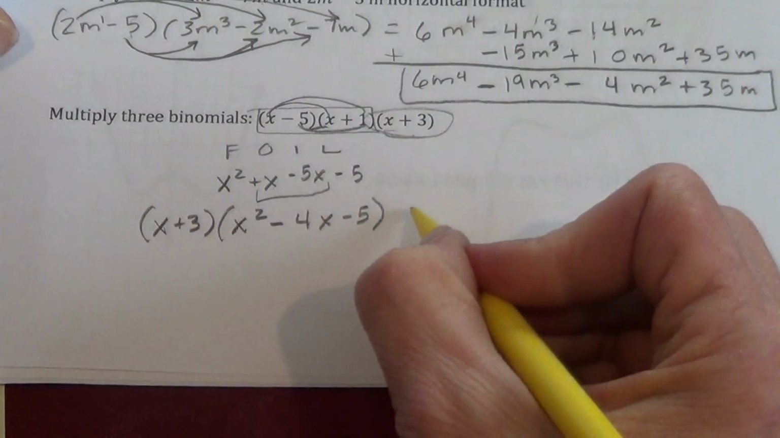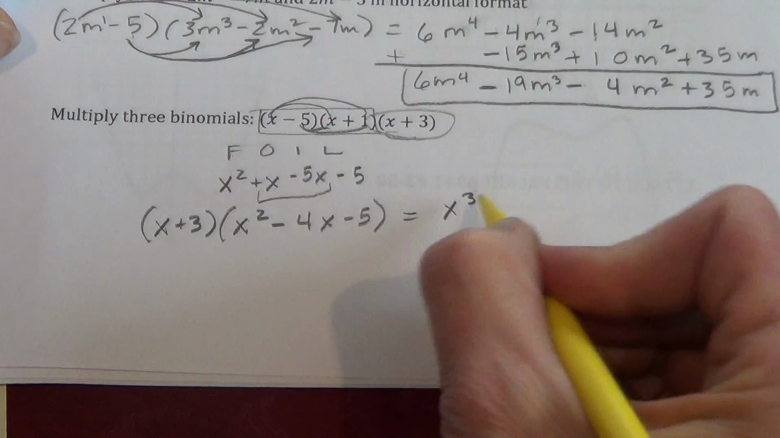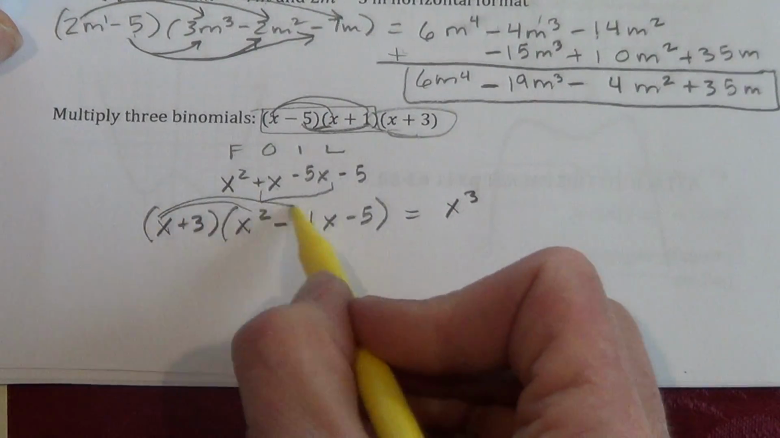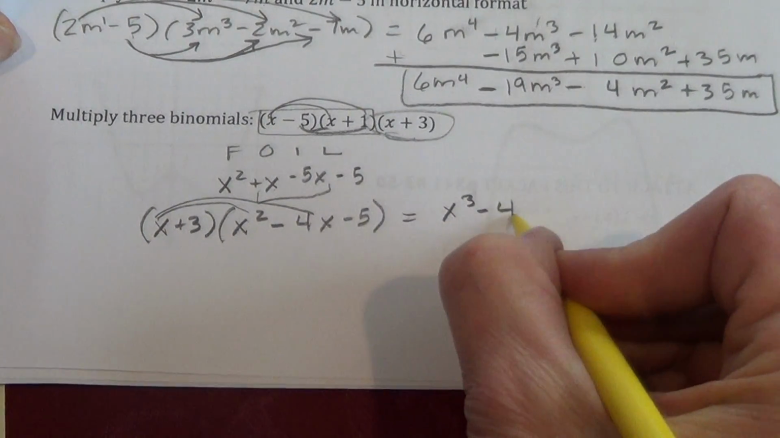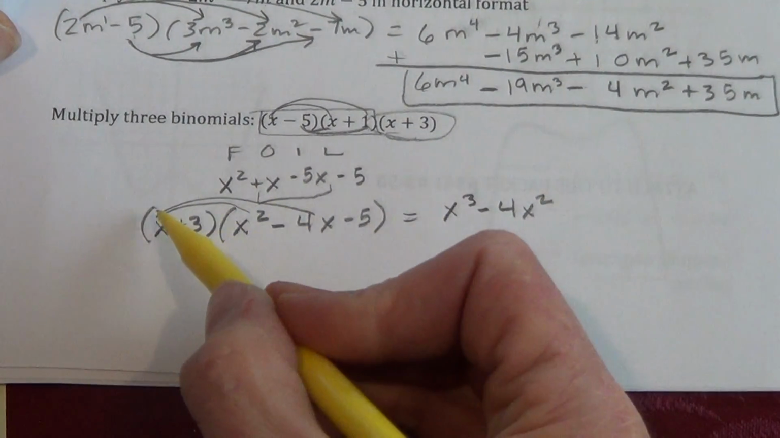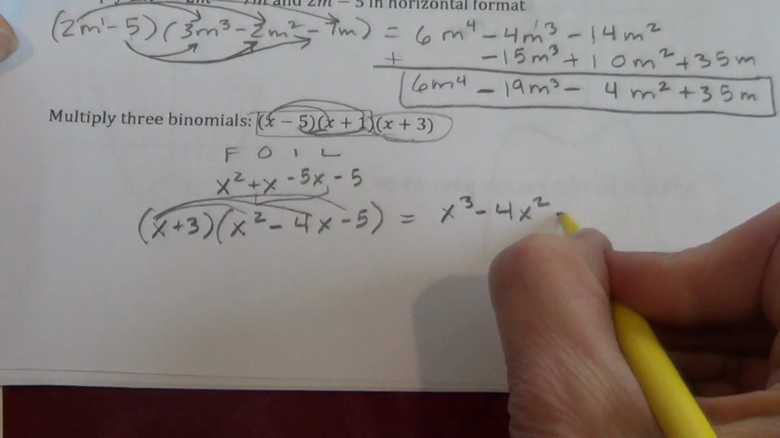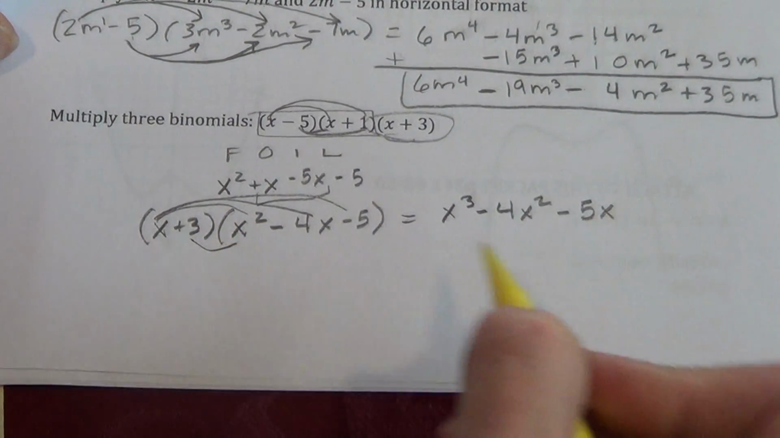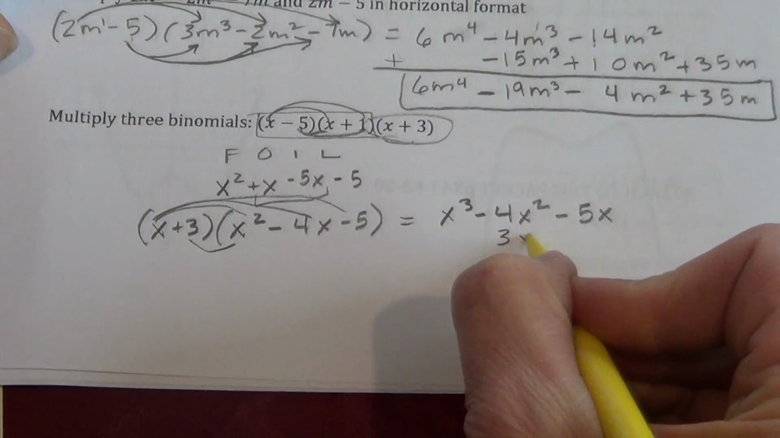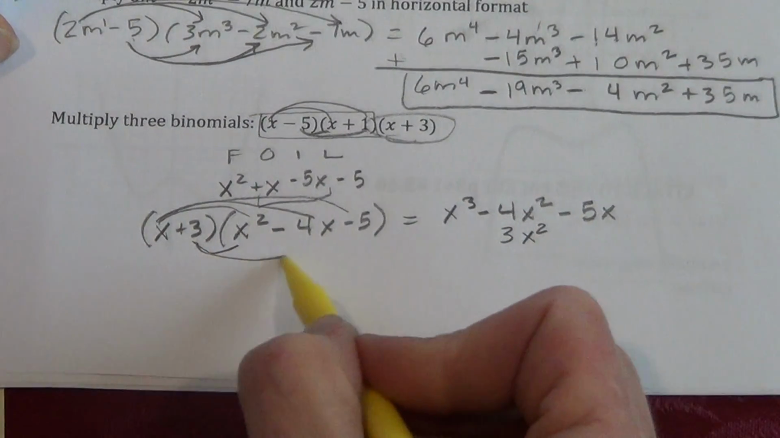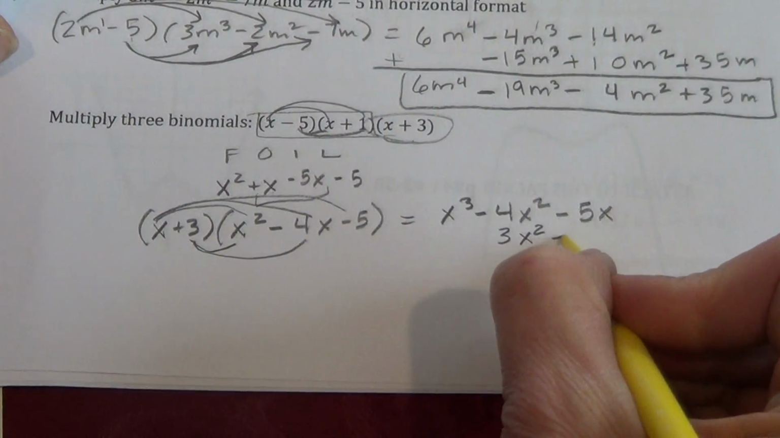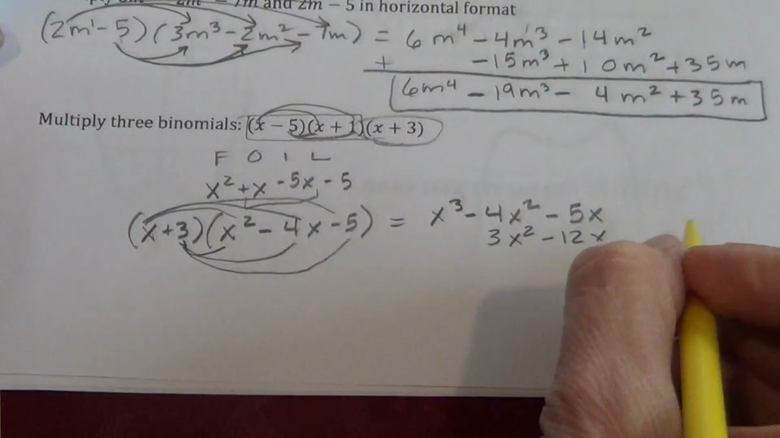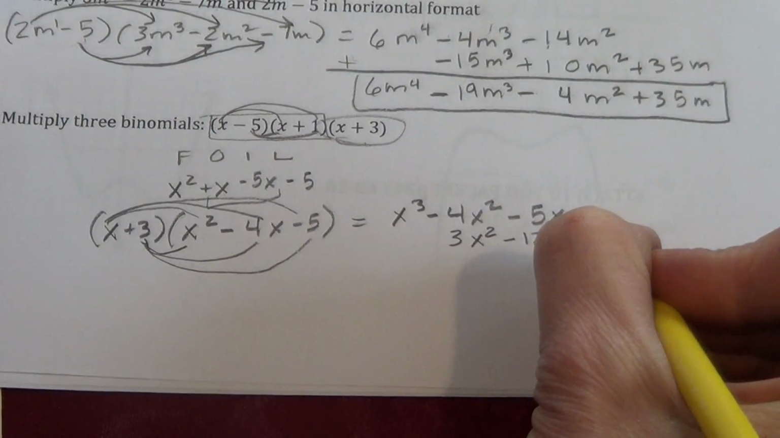X times x squared would be x cubed. Draw my arrow. X times negative 4x would be negative 4x squared. X times negative 5 is negative 5x. 3 times x squared is 3x squared. 3 times negative 4x, negative 12x. 3 times negative 5 is negative 15.